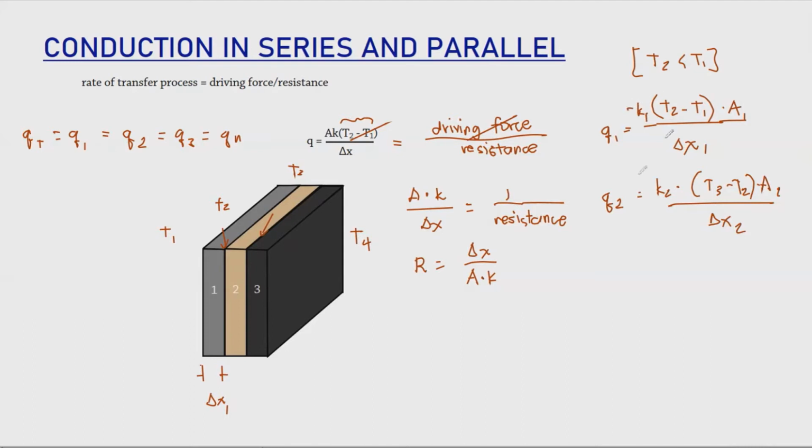So, yeah, I should add some negative for that. Because if T2 is less than T1, then this will be negative. Okay, so with that, let's continue for Q3. So we get negative K sub 3 multiplied with T4 minus T3, then area sub 3 delta x 3.